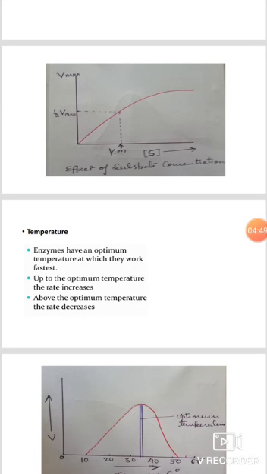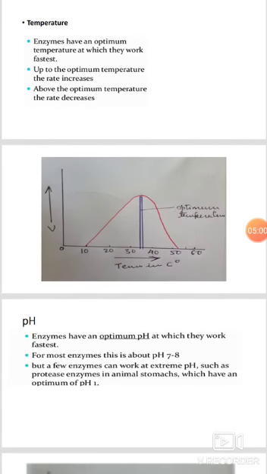Temperature. Enzymes have an optimum temperature at which they work fastest. Up to the optimum temperature, the rate increases, and above the optimum temperature, the rate decreases, as shown in the figure.